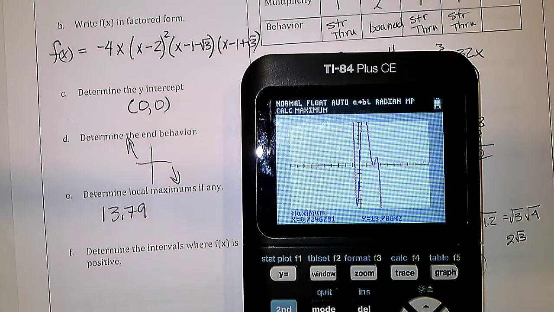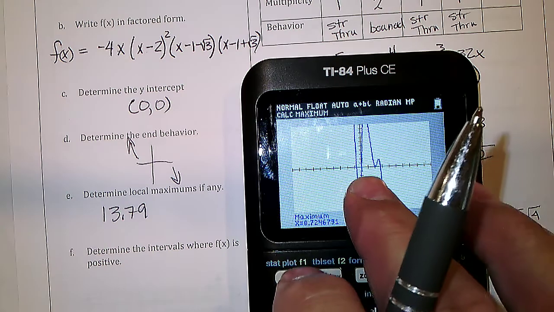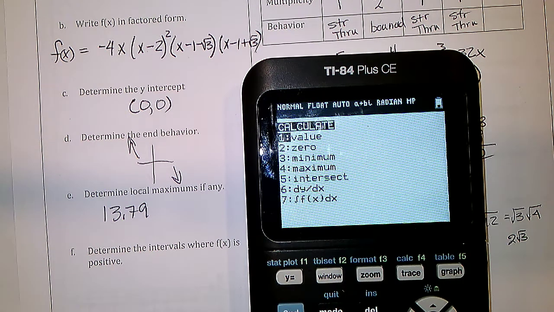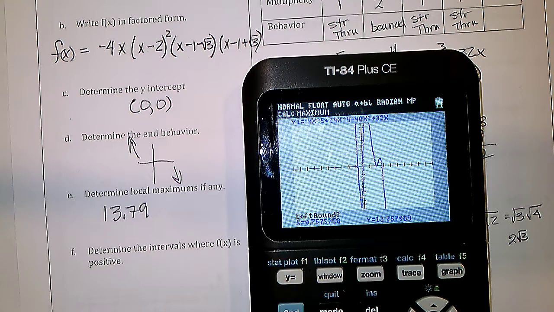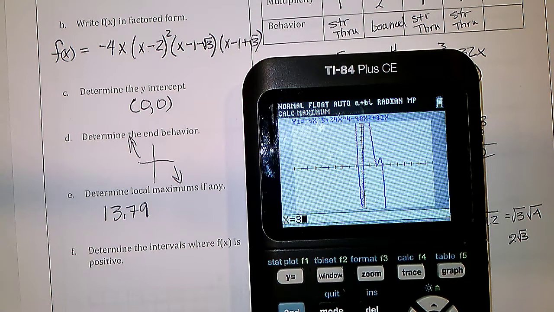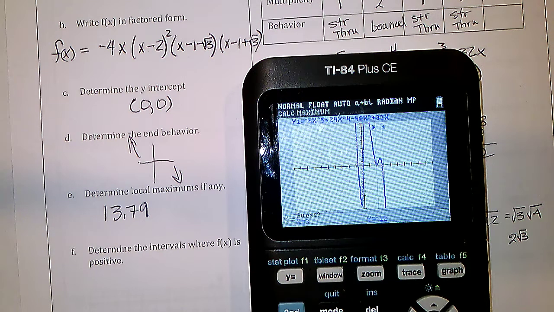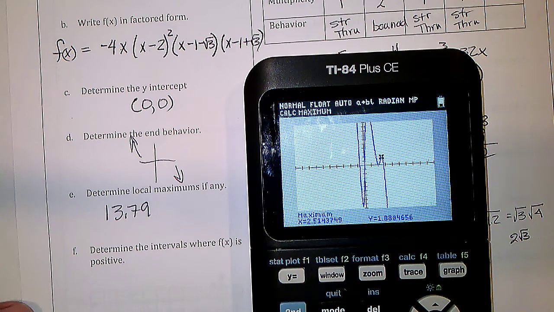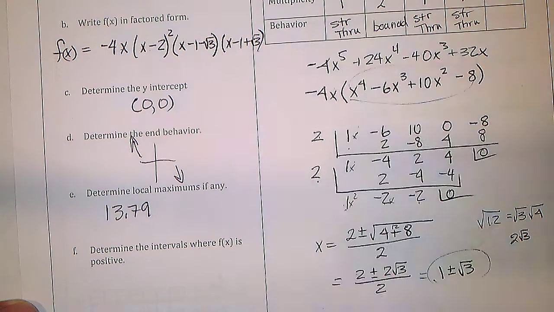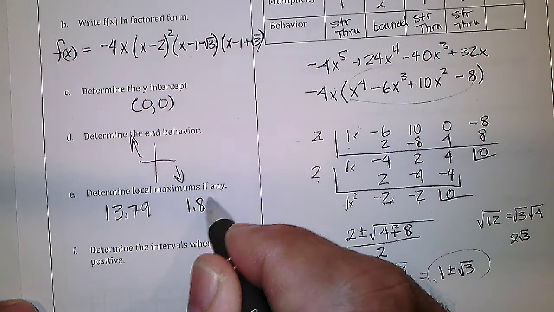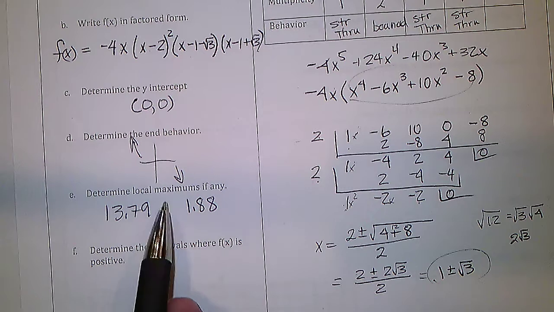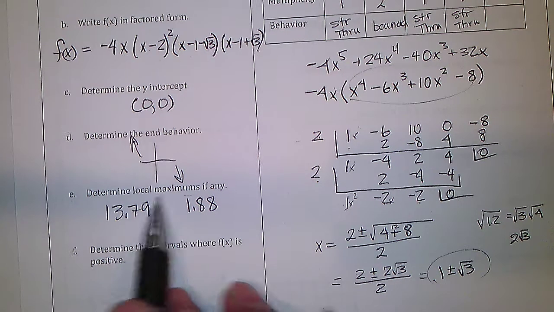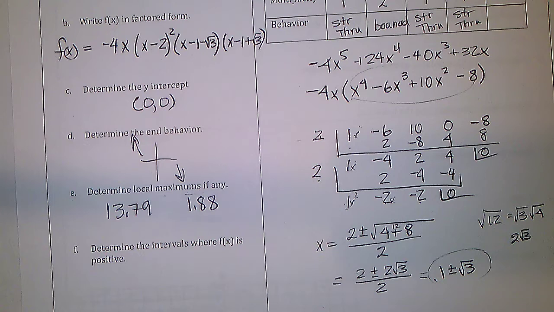The other one is between 2 and 3. So second, calculate the maximum between 2 and 3, and I'll put something in between there, 2.5. And it says it's really close to 2.5, and the height is 1.88. Now, if I'd ask you the points where the maximum are, then you'd have to give me the x and y. But if I ask you for the maximum, it is how big the y value is.